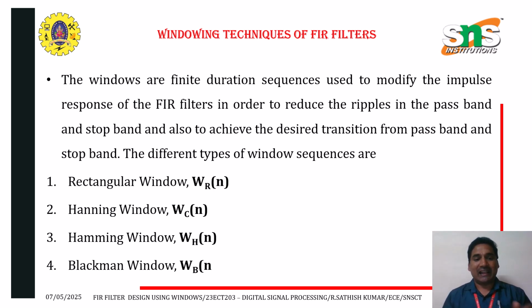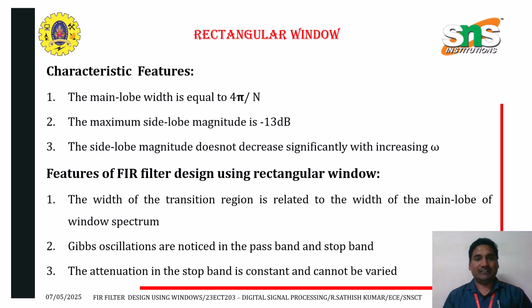Now let us see the rectangular window and the Hanning window sequence. Rectangular window features: the width of the main lobe is equal to 4 pi by N. The maximum side lobe magnitude is minus 13 dB. The side lobe magnitude does not decrease significantly with increasing omega.